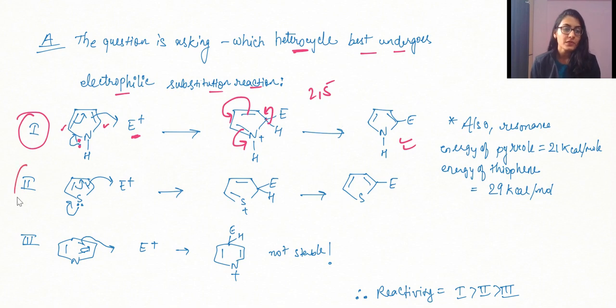Moving forward, we see the same reaction for thiophene. So guys, again the sulfur is also having the lone pair, so similarly it is going to assist the attack on the electrophile on the same 2 and 5 position. So this is our substitution.